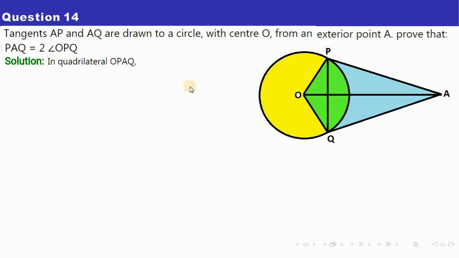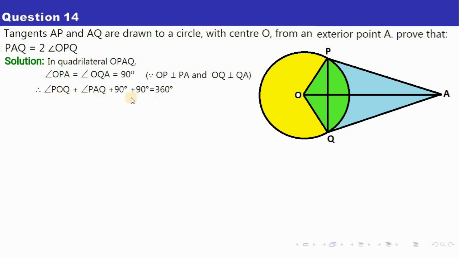And one more thing that we know about a quadrilateral is that the sum of the interior angles of a quadrilateral is equal to 360 degrees. As I said, these two angles will be 90 degrees, and the sum of the interior angles will be 360, right? So POQ means this angle, PAQ means this angle, this is 90 and this is 90. When the four angles of the quadrilateral are added, you get 360. So 90 plus 90 is 180. Take this 180 out there. So you will get POQ plus PAQ equal to 180 degrees. Let me call this equation number 1.